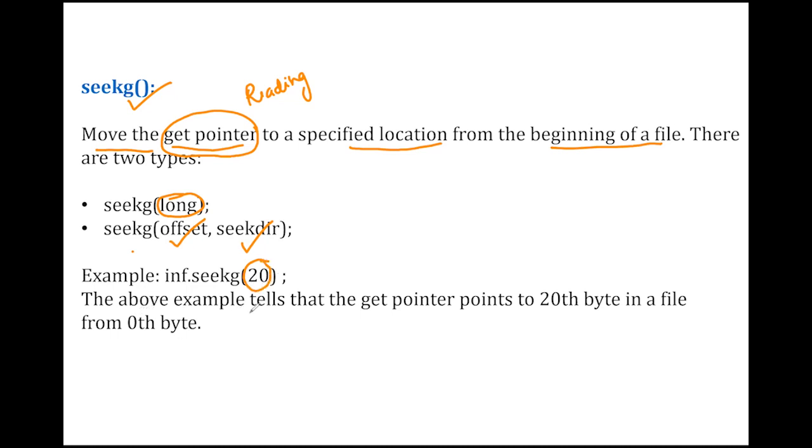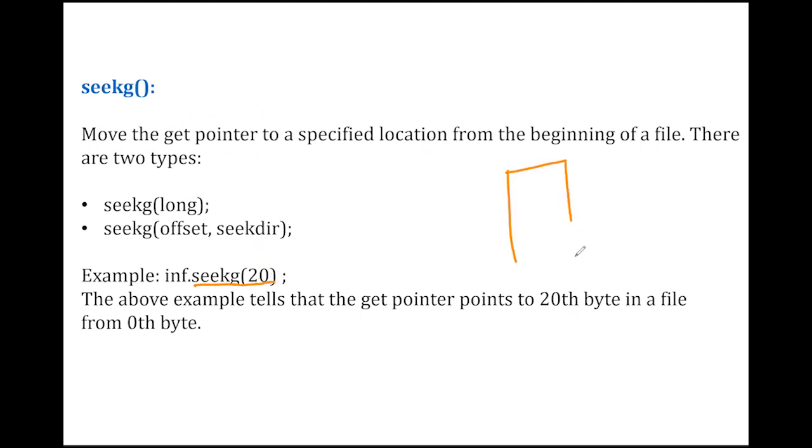What happens here? The above example tells that the get pointer points to the 20th byte in a file from the 0th byte. So whenever you are using seekg with some number, just like the way I have used here, I have a file and I am asking to move the get pointer to the 20th byte from the beginning. So if this is my first byte, 1, 2, 3, 4, 5, 6, 7, 8, 9, 10, like this, I will be moving to the 20th byte of the file. So I want to start reading from this byte.